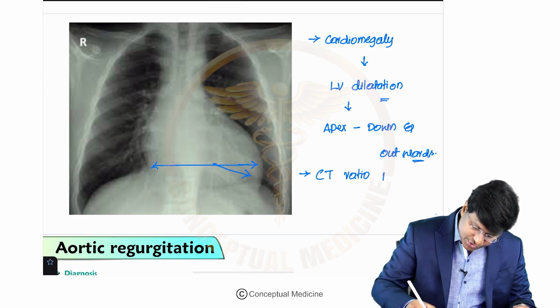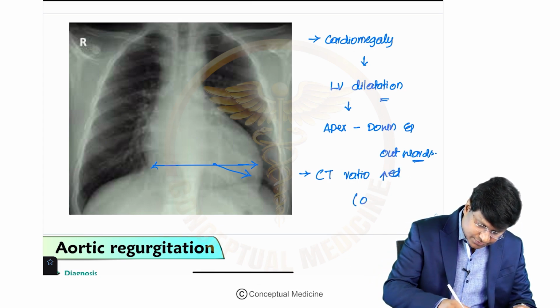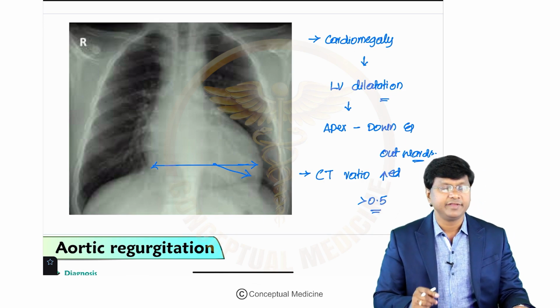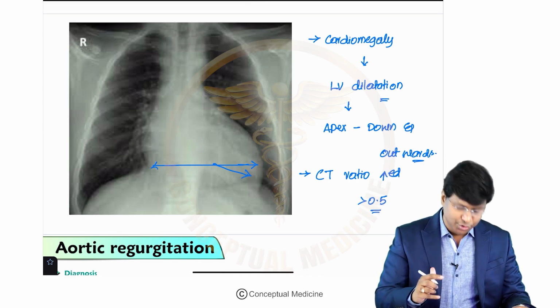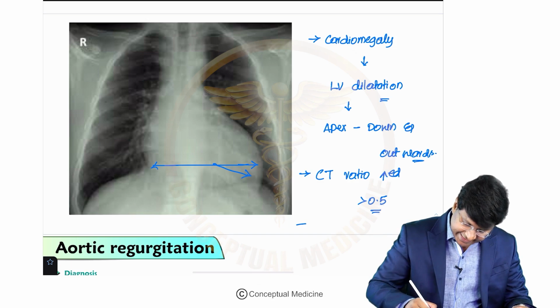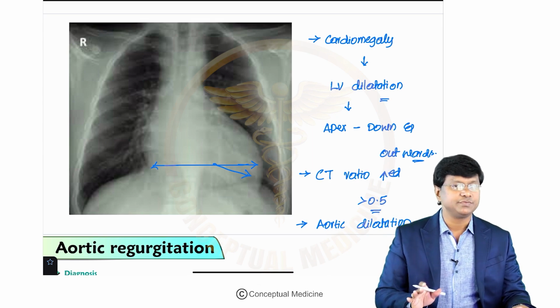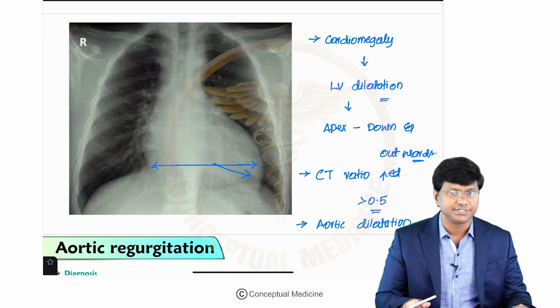The cardiothoracic ratio is increased, and this cardiothoracic ratio will be more than 0.5. That is what you will have in the chest X-ray of the aortic regurgitation, and you will also be able to make out the aortic dilatation within the chest X-ray. So this will be the chest X-ray picture in patients with the aortic regurgitation.